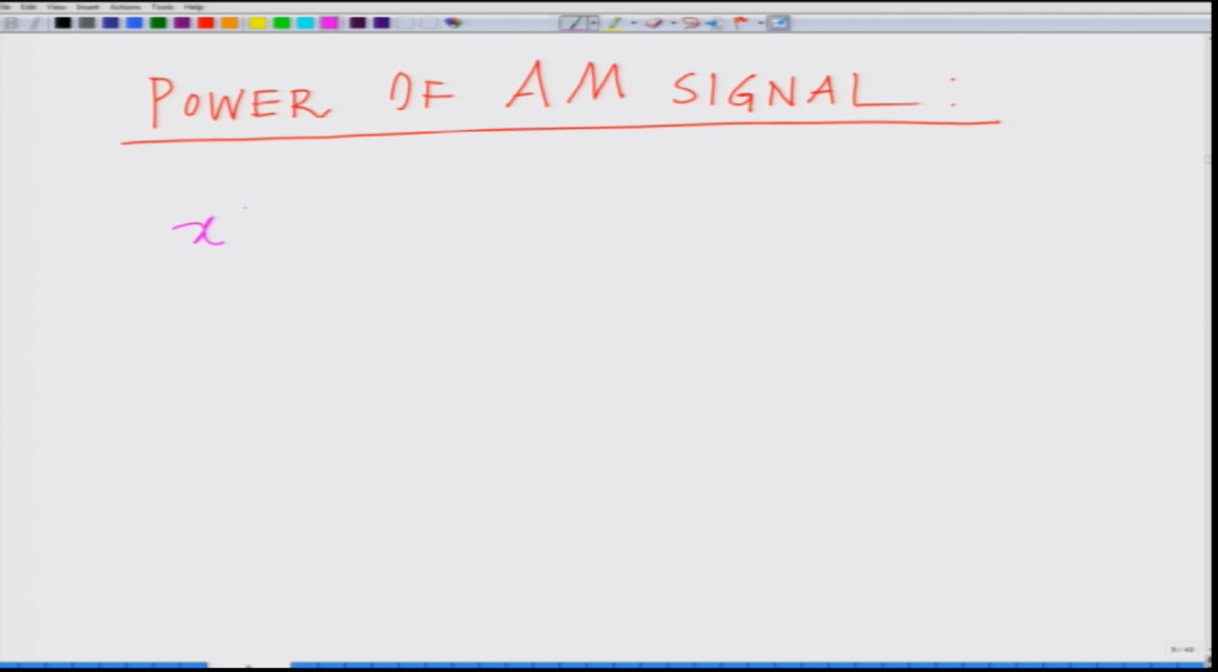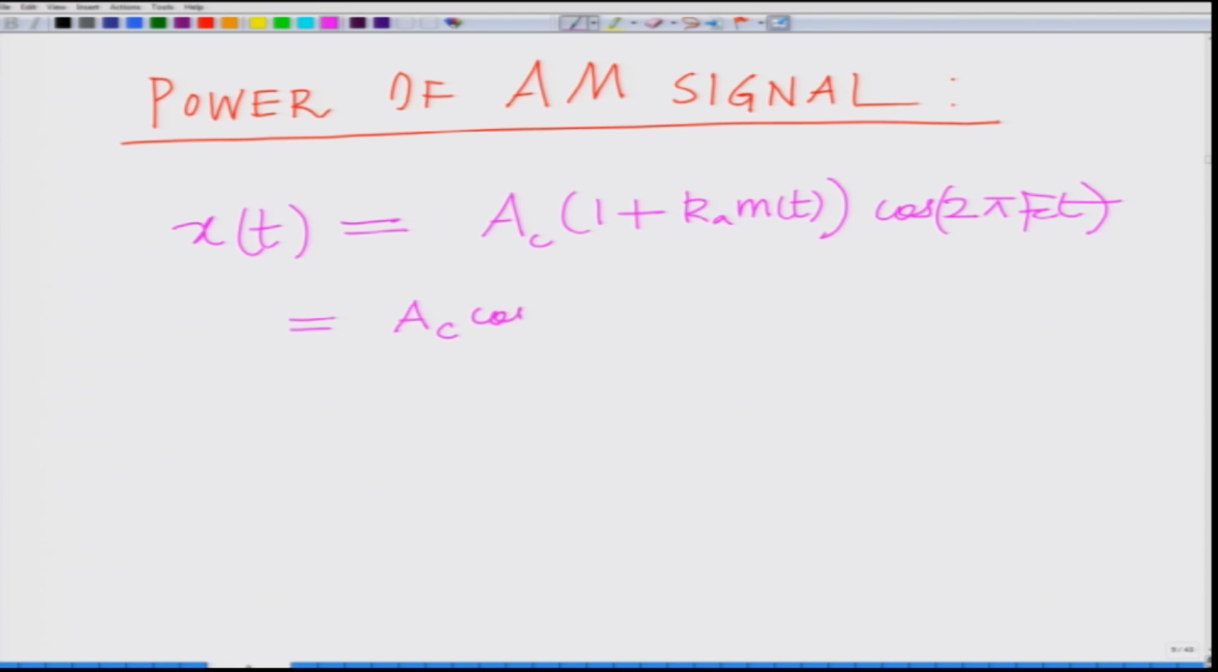Let us use the notation x(t). x(t) equals A_c (1 + k_a m(t)) cosine 2 pi f_c t, which is the carrier component A_c cosine 2 pi f_c t plus the message component, that is the carrier modulated with the message, that is A_c k_a m(t) cosine 2 pi f_c t, correct.